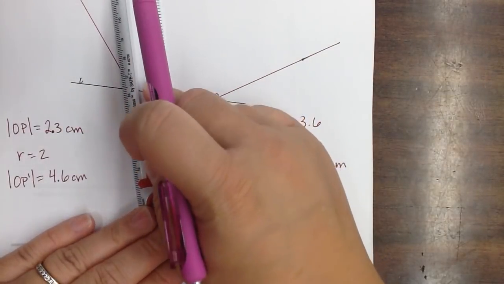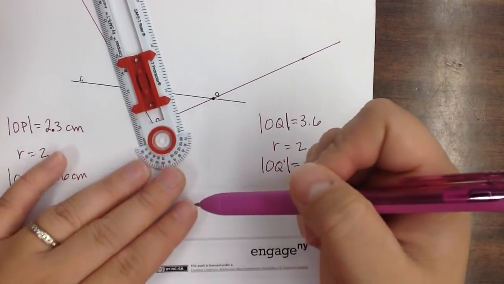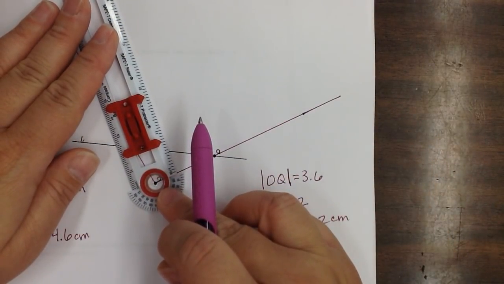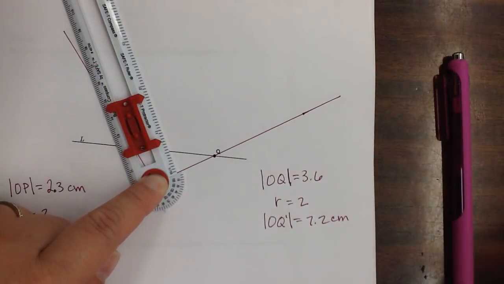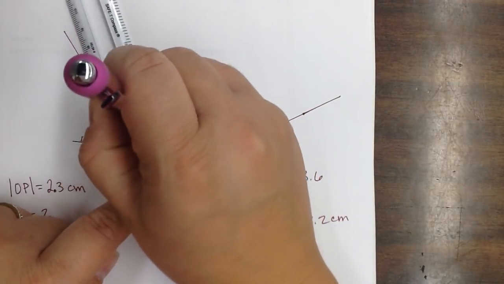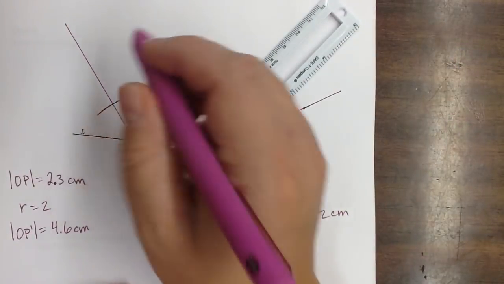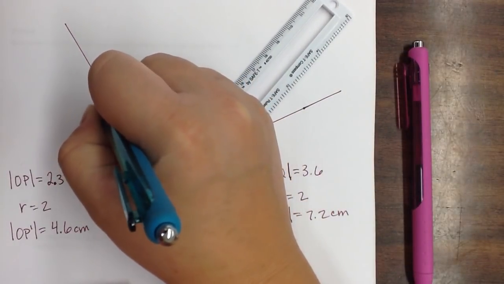So what I'm going to do is I'm going to take my compass and move it to 4.6. And I'm going to put the center here on O. Just like that, right in the middle. I'm going to hold it with my finger. I'll just mark with my pencil, and I'm just going to make a mark right there. Okay, that point right there is what we're going to say is P prime.